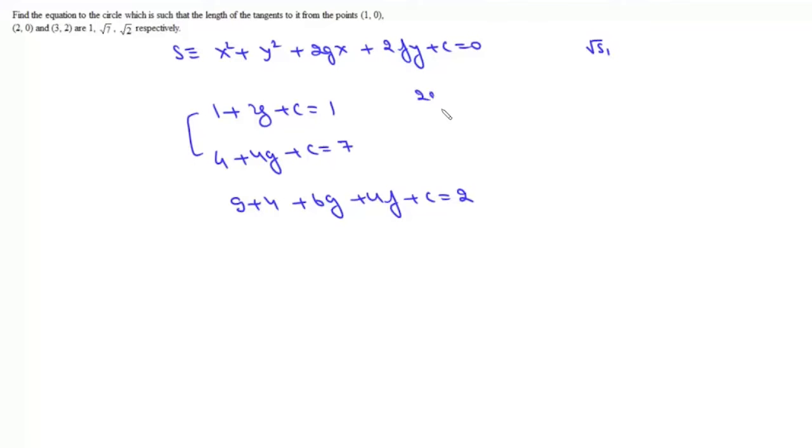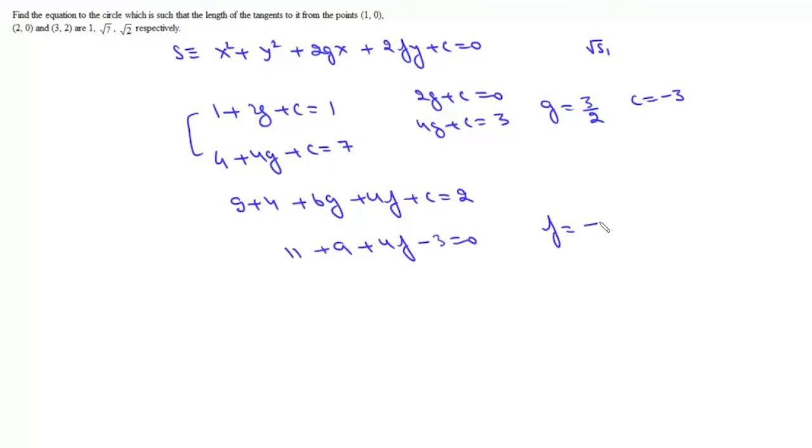Now this first equation is 2g plus c is 0 and 4g plus c is 7. So the value of g is simply 3 by 2, and if g is 3 by 2, the value of c is minus 3. And once we have the values of g and c, we can find the value of f. Now this is 9 plus 2, 11, plus 6g, and 6g will be simply 9, plus 4f minus 3 equals 0. 20 minus 3 is 17, 17 by 4. So the value of f is minus 17 by 4.